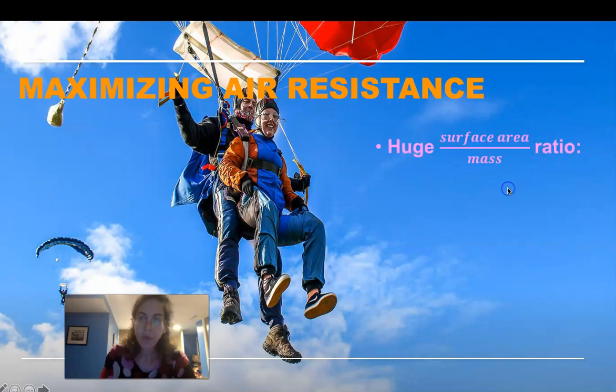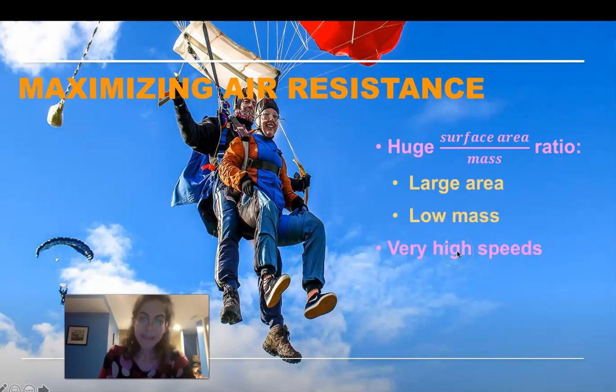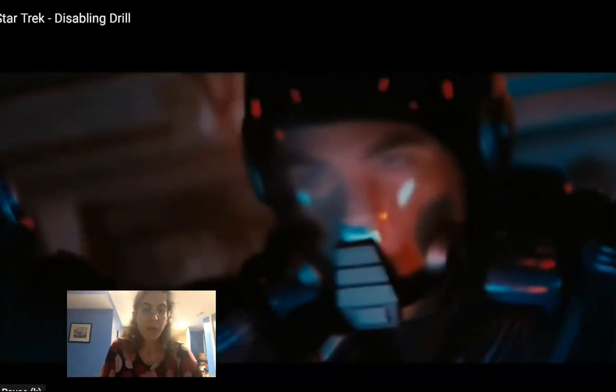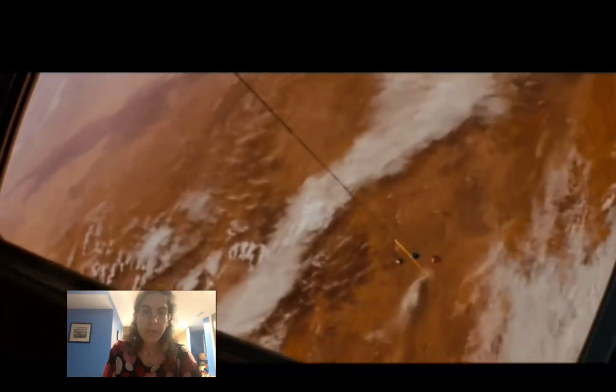All right, let's see. We want a huge surface area, as low a mass as possible given that we have to carry a parachute. We want as high a speed as possible, and this is why on Star Trek Reboot, when they're jumping from the top of the atmosphere to disable the bad guy's evil device, they don't deploy their chutes the instant they're clear of the ship.